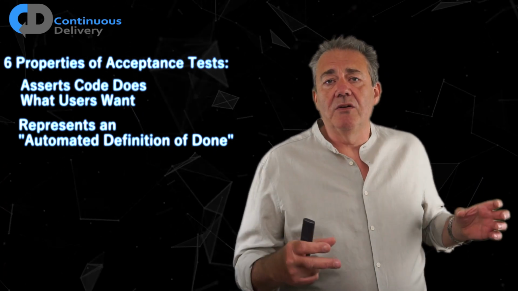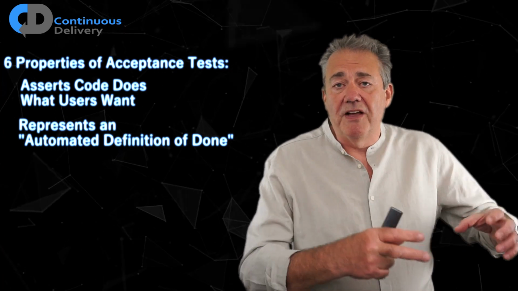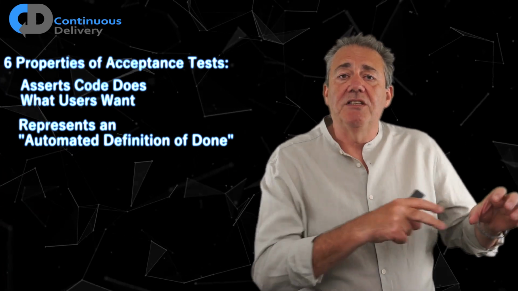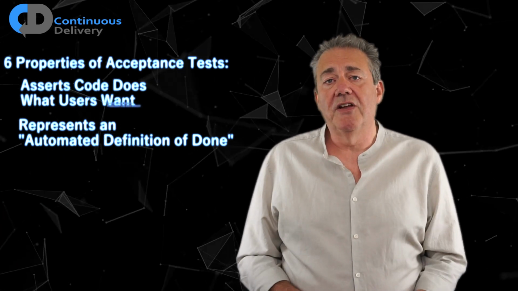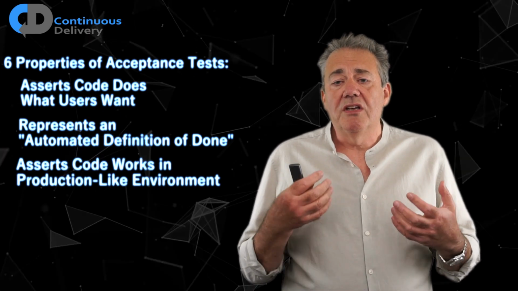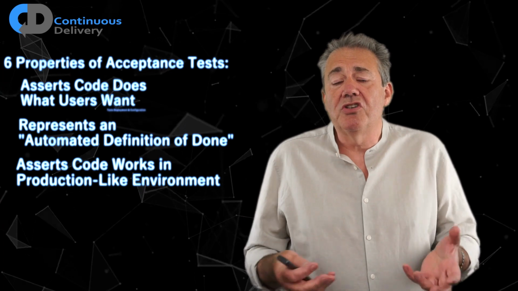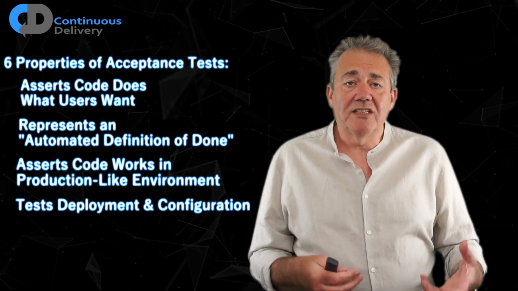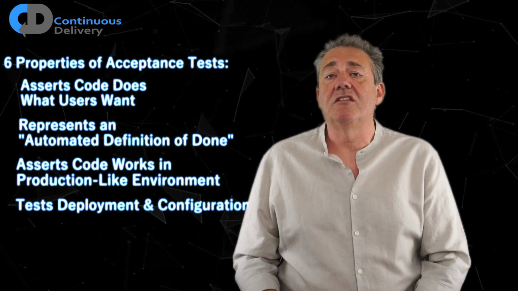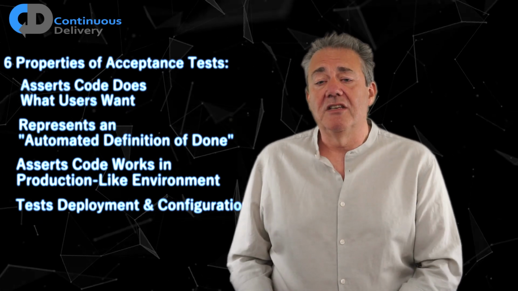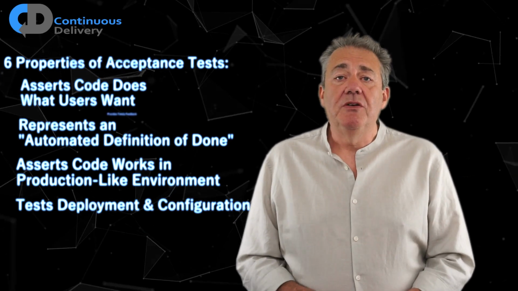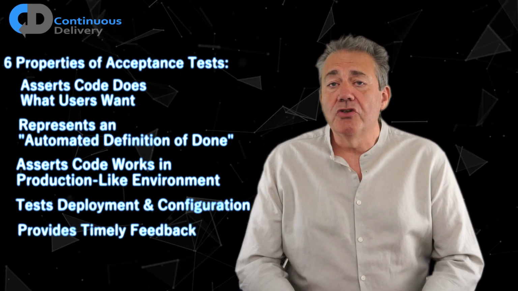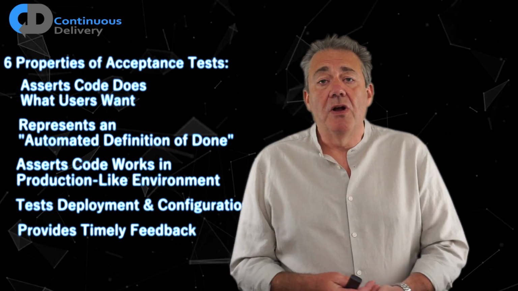If you can imagine creating one of these specifications before we begin development, and then working using TDD underneath until that specification is fulfilled, that's a great way of driving development. An acceptance test also asserts that the code works in a production-like test environment. That means it gives us an opportunity to test the deployment and the configuration of the system, as well as the normal behavioral qualities of the system. The other important attribute of an acceptance test is that it gives us timely feedback. We want to find out just in time that our change is no good, rather than just too late.